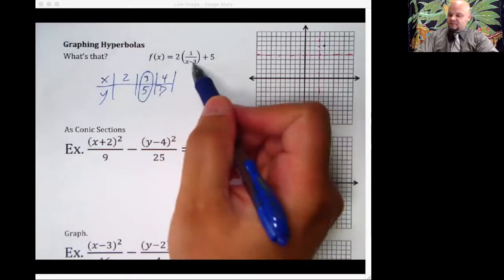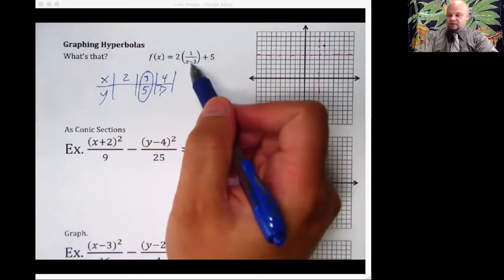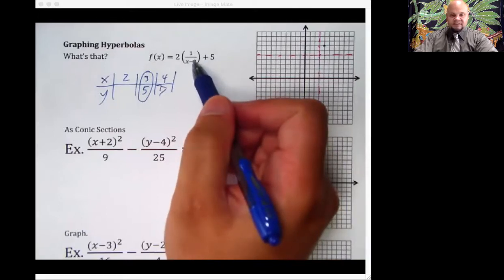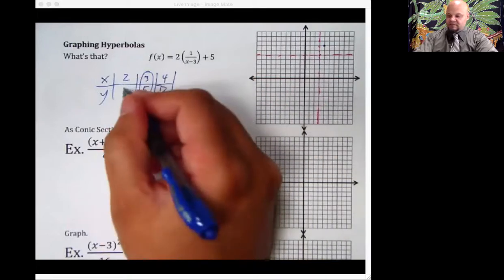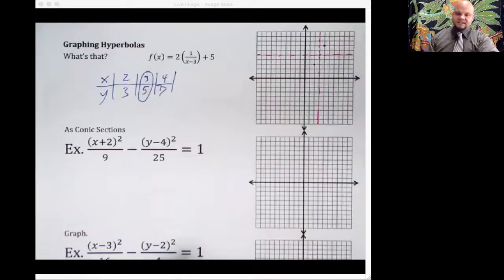Over here, 2, we plug that in for the x. I've got 1 over 2 minus 3, which makes negative 1. 1 divided by negative 1 is negative 1. 2 times negative 1 is negative 2. Negative 2 plus 5 makes 3. So that's 2, 3. I know sometimes you guys say I go a little bit too fast, but we've done this already.